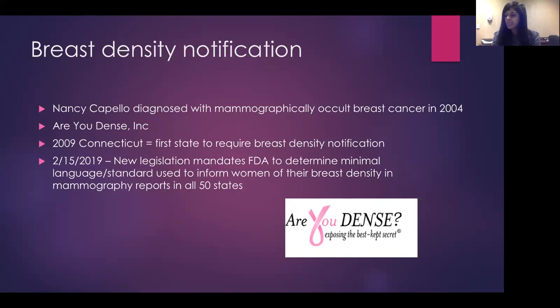She had dense breast tissue, but was not aware that this limited her mammographic evaluation, or that supplemental screening could have helped to overcome this limitation. So she started a grassroots effort and advocacy to make sure that women were informed of their breast density and of the limitations of mammography. So she started the Are You Dense Incorporated. And in 2009, Connecticut was the first state to require a density notification in all of their reports. And by 2019, this is now mandatory in all 50 states.